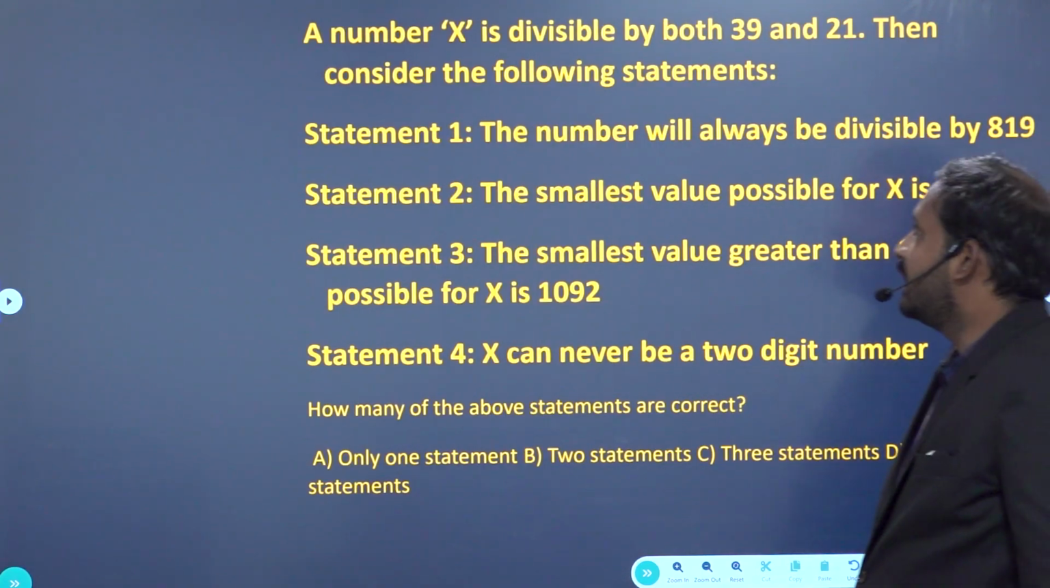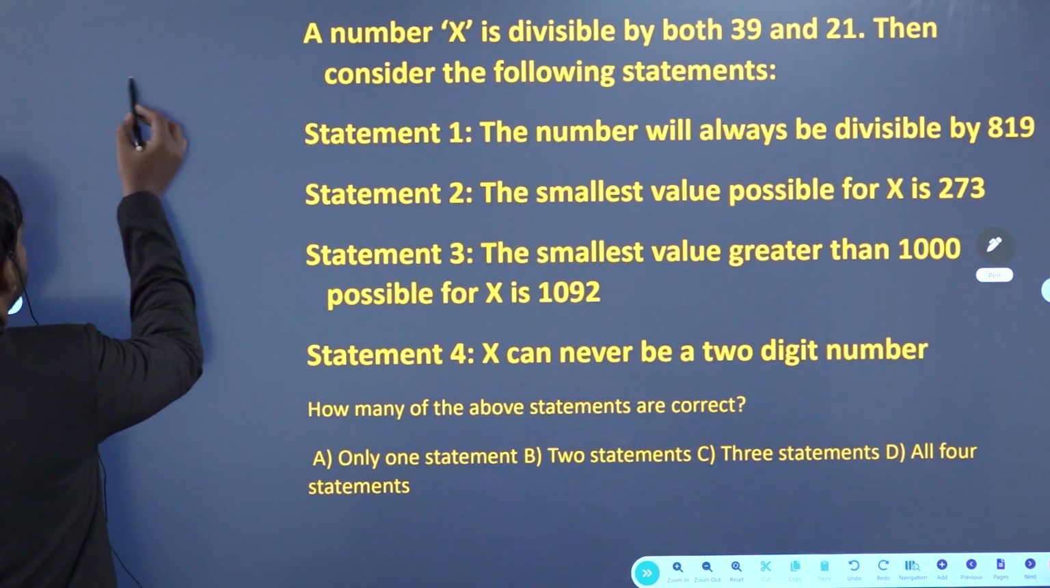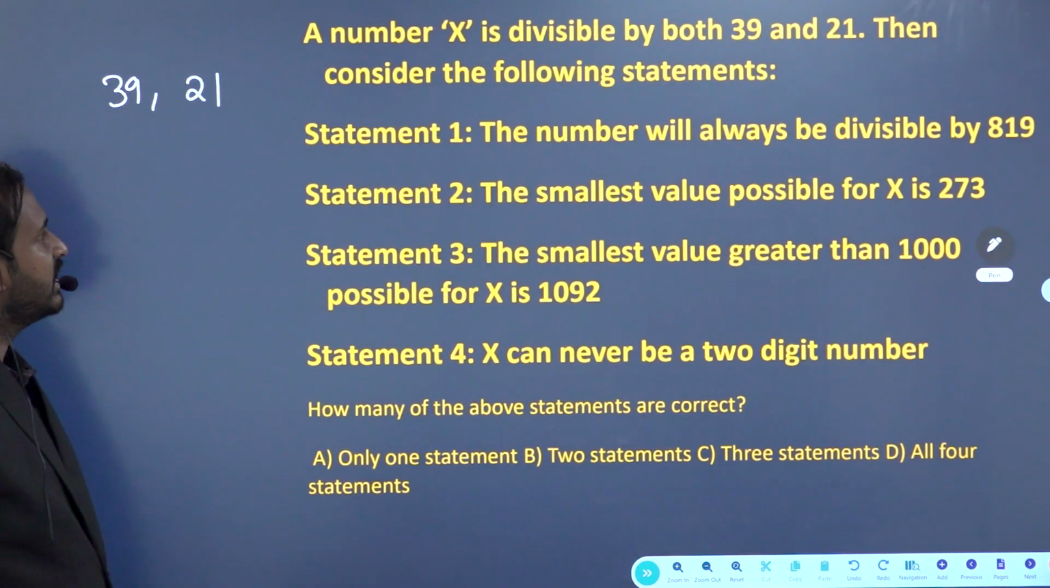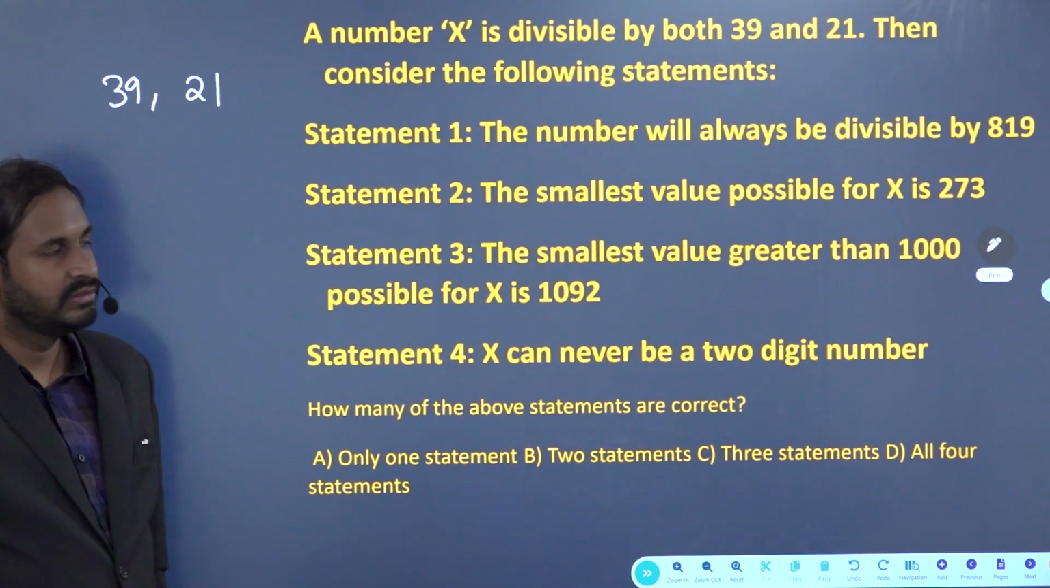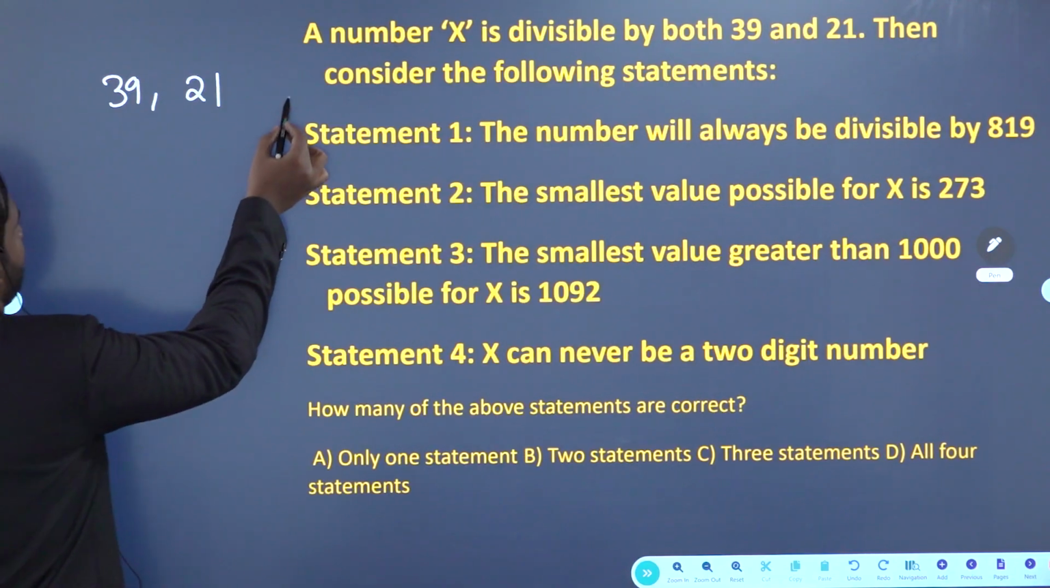Next one. A number x is divisible by both 39 and 21. There is a number which is divisible by both 39 and 21. Then consider the following statements. The number will be always divisible by 819.